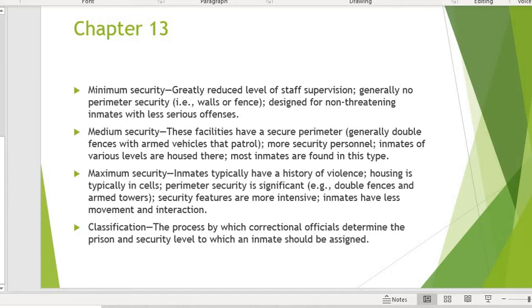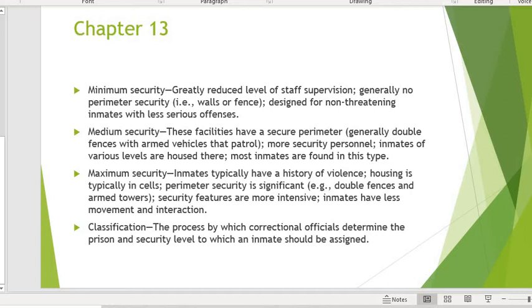Maximum security, these inmates typically have a history of violence, so it's very much about risk and threat both to the inmates and also to the staff. Housing is typically in cells, so we're talking more time alone, more likely to be a solitary sort of condition. Perimeter security is significant: double fences, armed towers, much more difficult than, say, minimum security when it comes to being able to escape. Very difficult to escape.